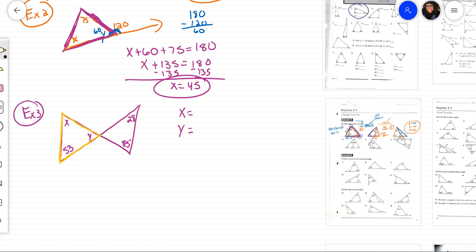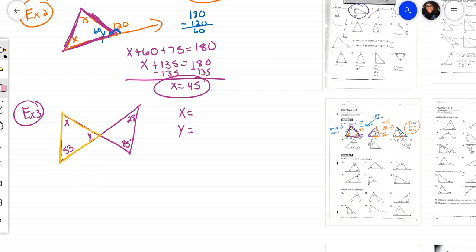And I'm at a dead end here. I have a triangle. I know all three of them equal 180, but I only know one of them. So there's no way for me, at this point, to figure out what x and y specifically are. So I would be at a dead end with the yellow triangle. But what I should recognize is that the purple one is also a triangle. And with this purple one, I know that these three angles have to equal 180.